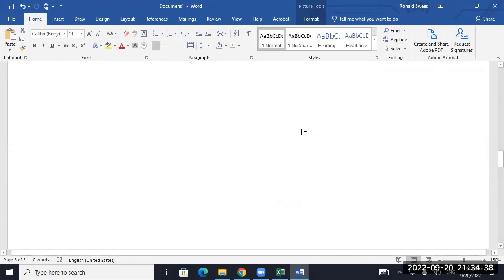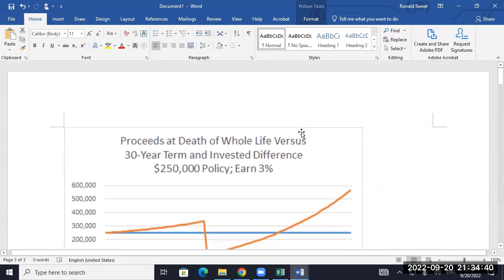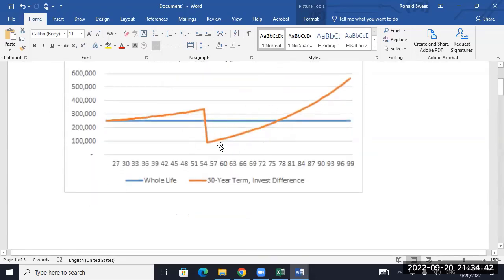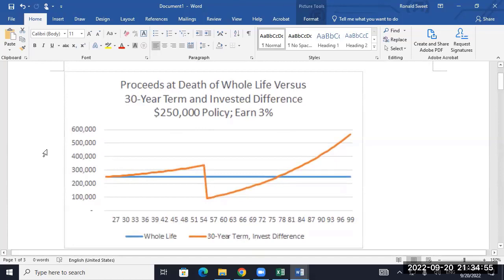Your worst case was you only make 3%. In that case, you got about a decade and a half where the term is a little bit better, and then the whole life is a little bit better, although the gap closes pretty quickly. So you got, I guess, about 20 years there of difference.